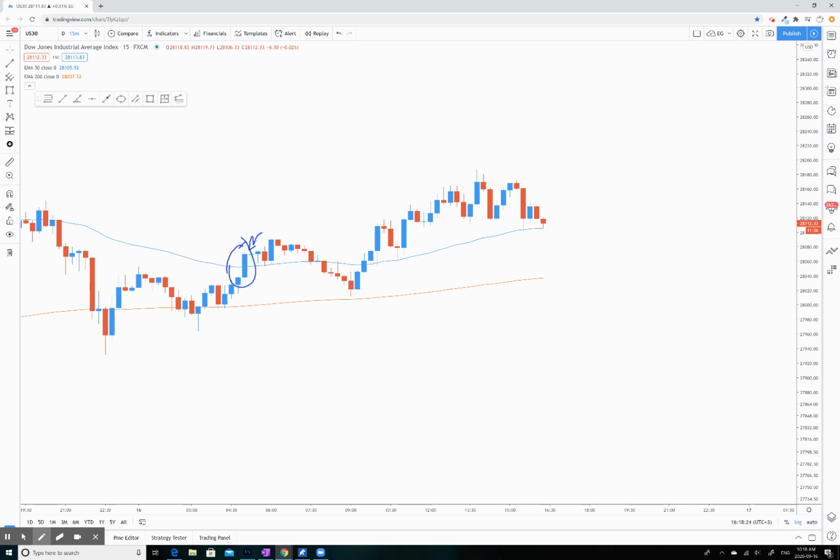However, here, I probably could have entered. So we had a breakout there. It's not a strong breakout candle, but the next candle is bullish. So I would have entered here. This could have been a decent entry.